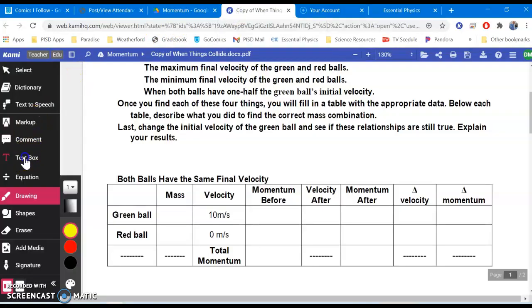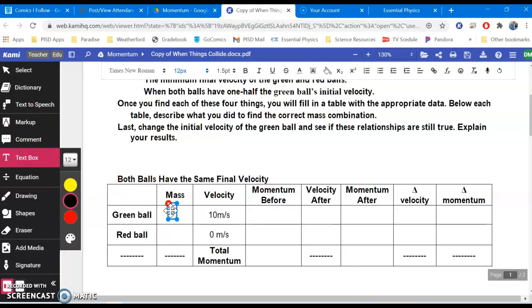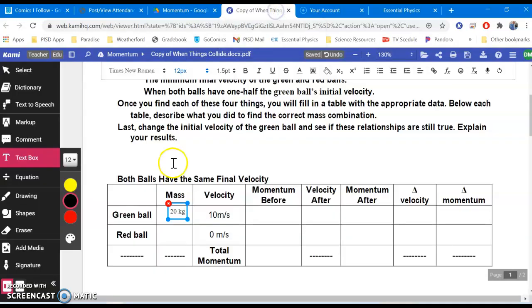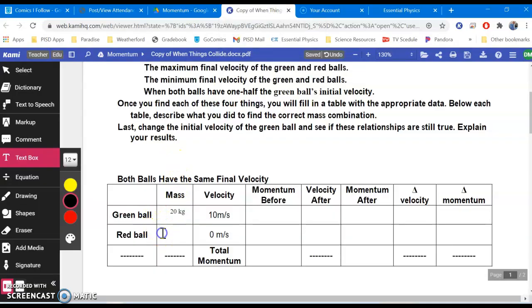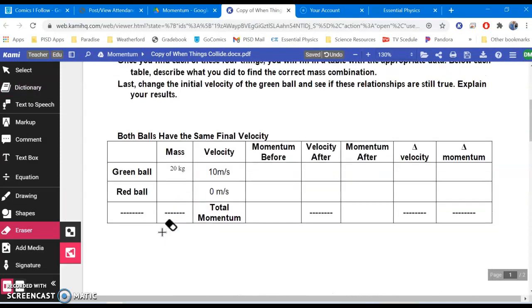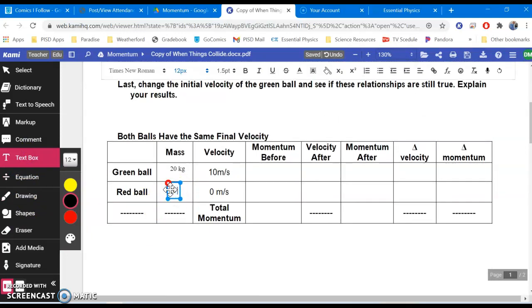So the mass, in this case, we made both of them 20, so we put 20 kilograms. Let me look real quick. Grams or kilograms? No, it's kilograms. Okay, so we're going with kilograms. And the other one we said was 20 kilograms. So that's the mass for both of them.